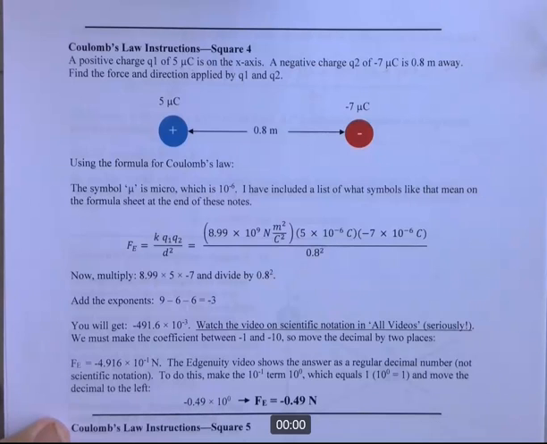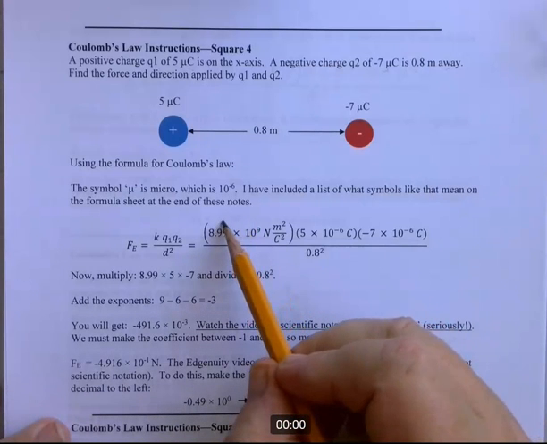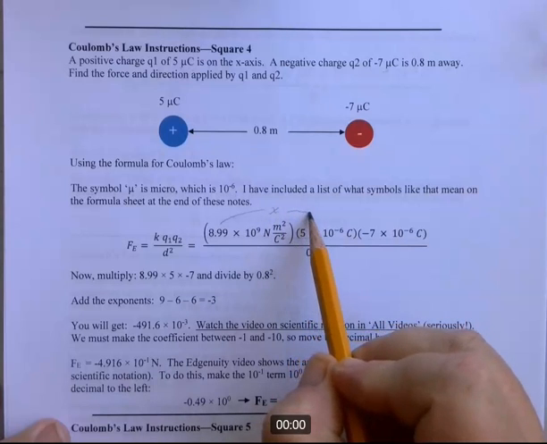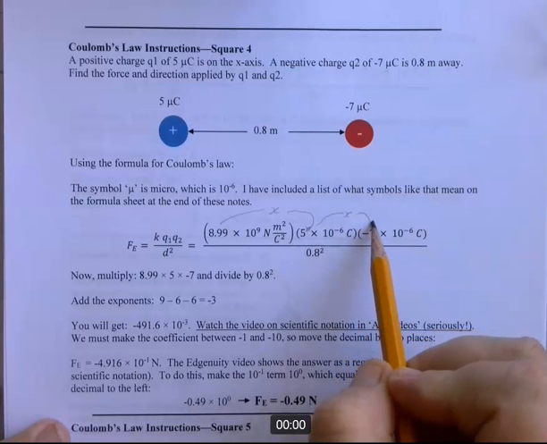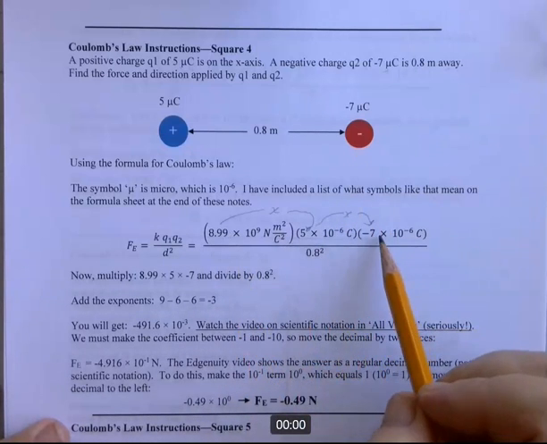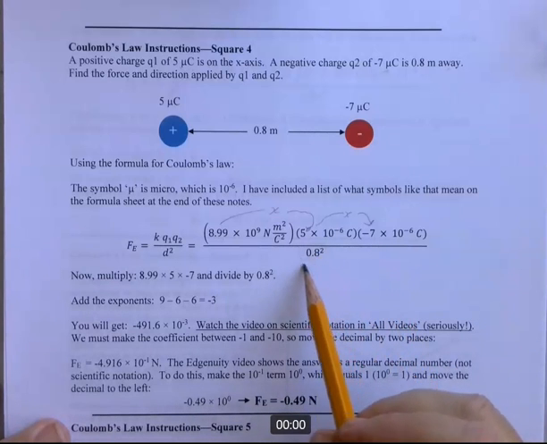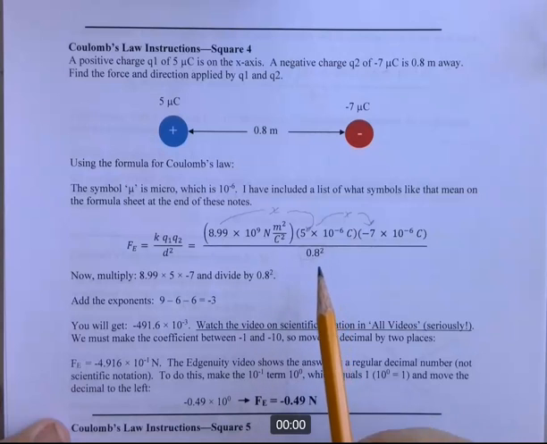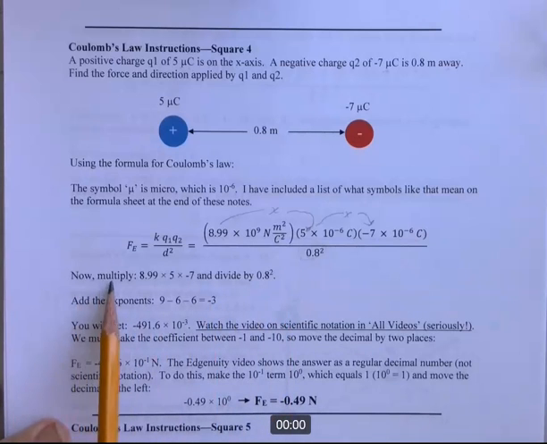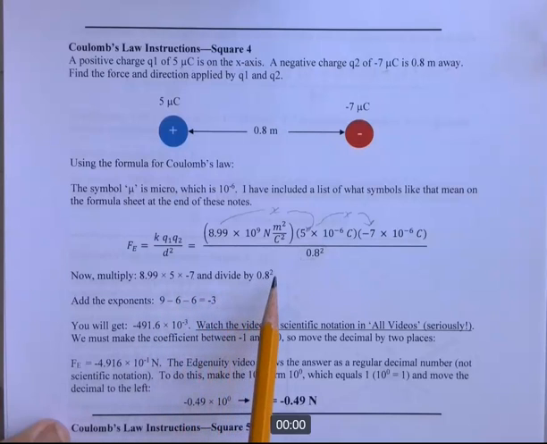Now, this is the tricky part for some of you. How do you solve this thing? Well, you multiply all the coefficients first. So you take this times this, times that, and then you multiply times that. So it's 8.99 times 5 times negative 7. Now, what about this thing down here? This is not in scientific notation. It's really just a number. You can punch it into your calculator as 0.8 and then hit the x squared button or square button, whatever you have on your calculator, and that'll give you this number. So the way you would write this is right here. Now multiply 8.99 times 5 times negative 7 and divide by 0.8 squared.